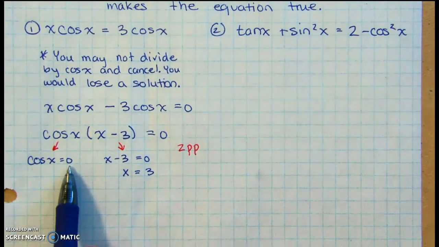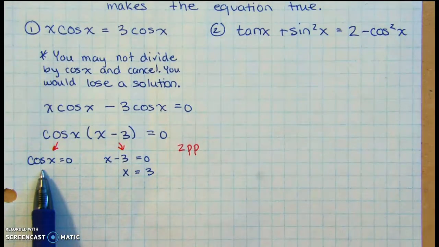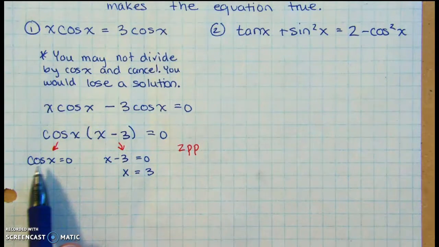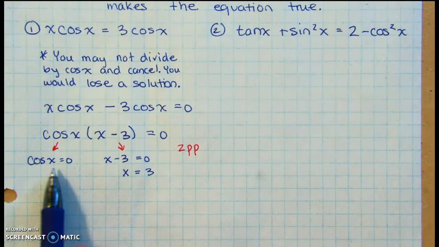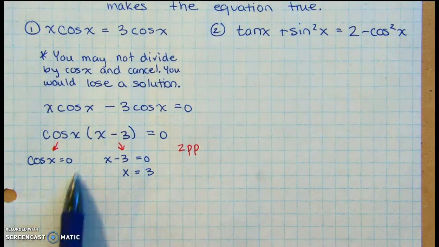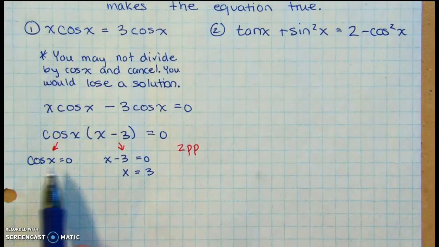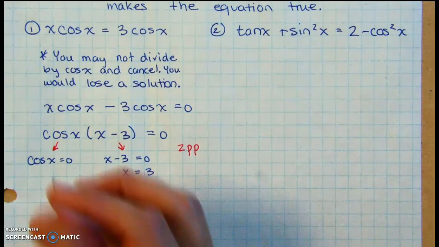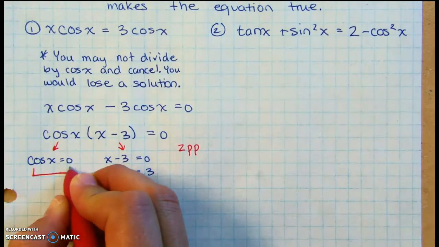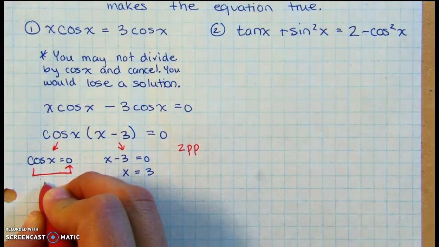Now, cosine of x equals 0. We spent a lot of time evaluating the cosine. We would say, what's the cosine of pi over 4? What's the cosine of pi over 2? What's the cosine of 2 pi? Now we're going backwards. So we're saying, where on the unit circle is the cosine equal to 0? What you need to think about is, where is the cosine equal to 0, and what is the cosine on the unit circle?